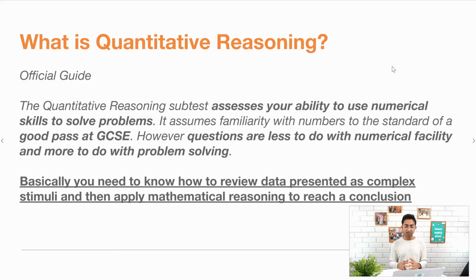Let's look at what the official guide tells us. The official guide tells us the quantitative reasoning subtest assesses your ability to use numerical skills to solve problems. Yep, we already know that. It assumes familiarity with numbers to the standard of a good pass at GCSE. In an Australian context, that'll be your Year 10 level maths. So if you still have your Year 10 maths book lying around, have a quick look.